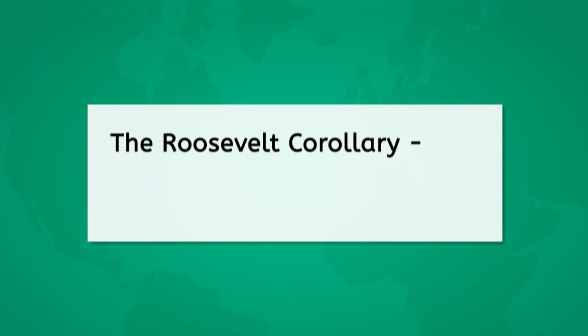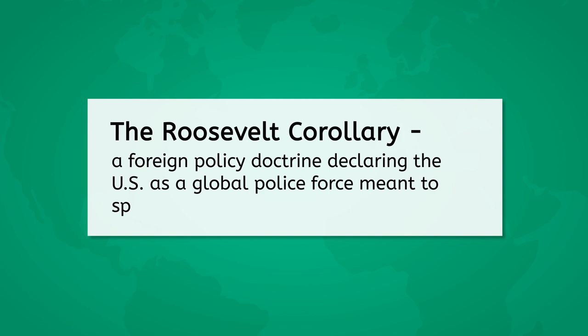Big stick diplomacy, business interests, and the Panama Canal led to the Roosevelt Corollary. The Roosevelt Corollary was a foreign policy doctrine declaring the U.S. as enforcers of democracy and punishers of wrongdoers in Latin America. It extended the goals issued in the Monroe Doctrine and established the U.S. as a global police force. Over time, American presidents extended United States imperialism to include more and more regions of the world.